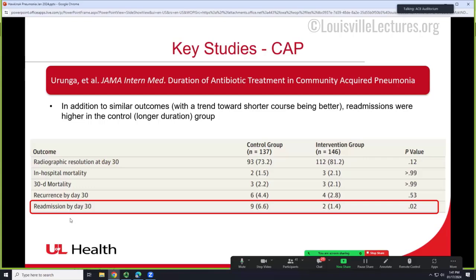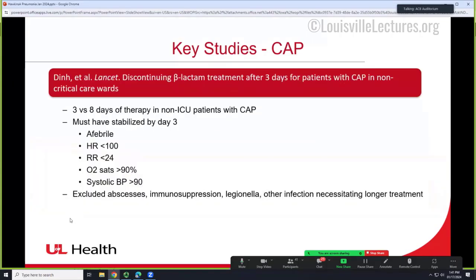But important to note that here in this study they found fewer 30-day readmissions. And then in this second study, they looked at 3 versus 8 days of therapy in non-severe pneumonia.